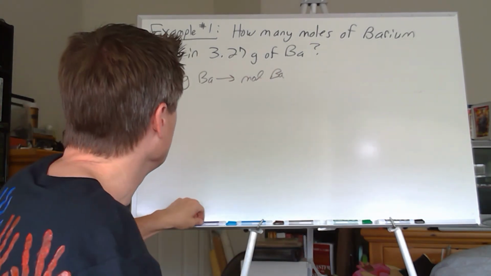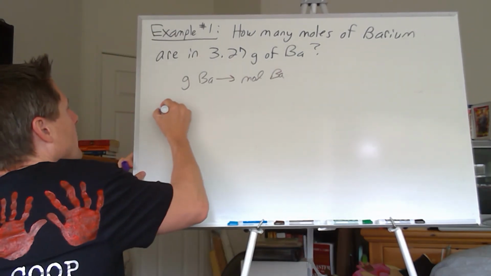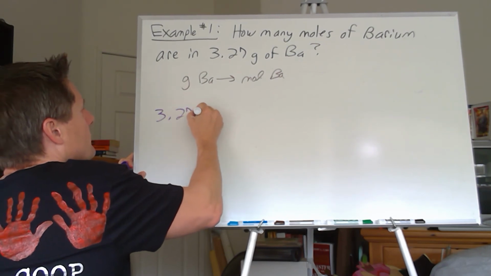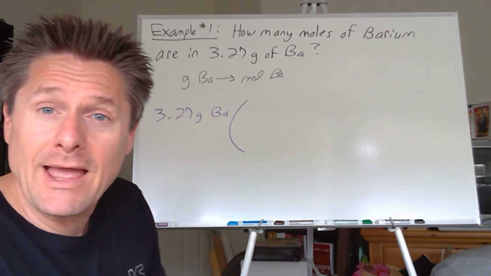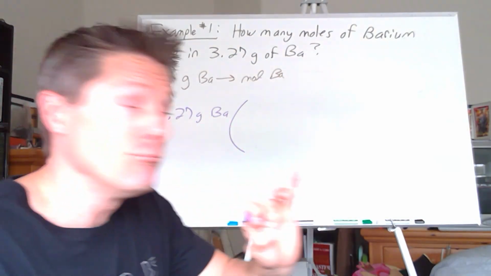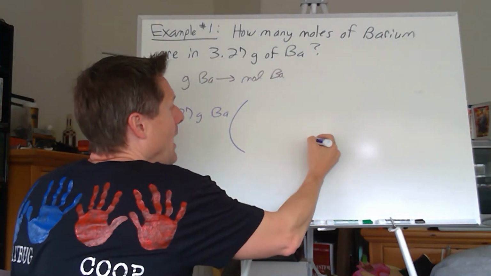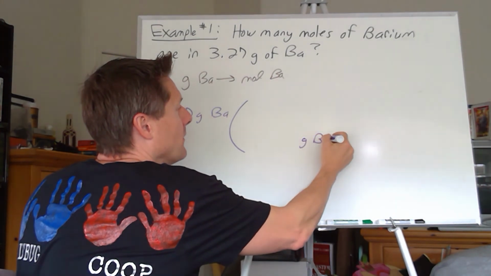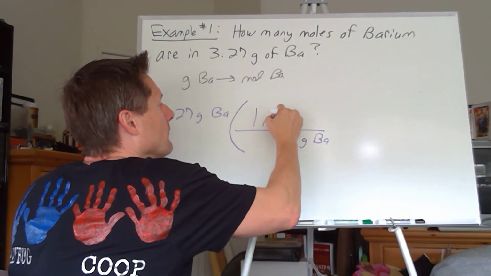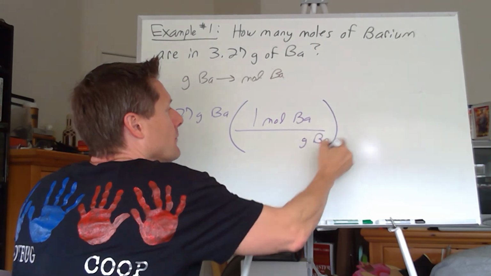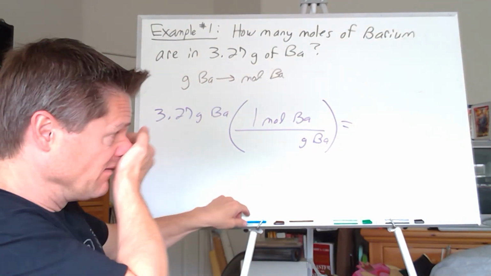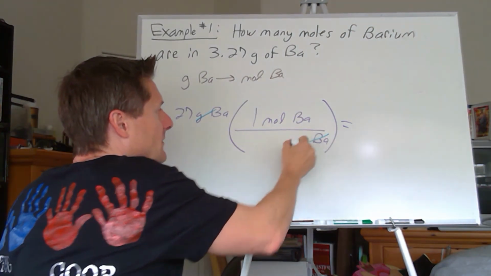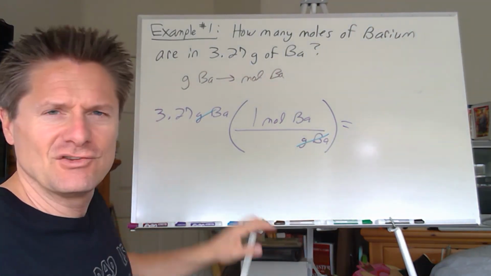So here we go. Let's do this. We got 3.27 grams. And since it's in grams, we can go to moles directly using molar mass. So we want to know how many grams of barium there are per mole of barium so that the grams of barium cancel out. See that? So as long as you use unit line equations, you don't have to worry about it.